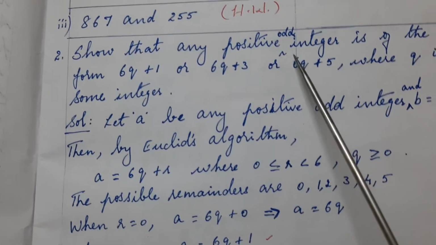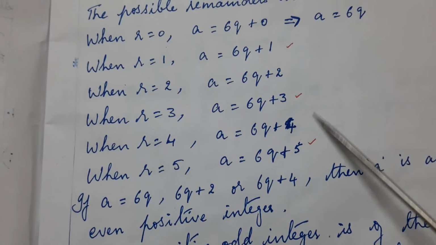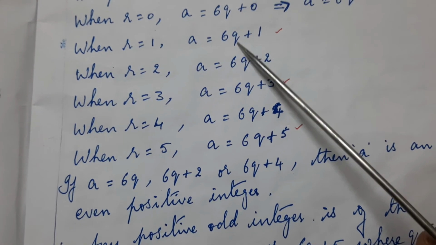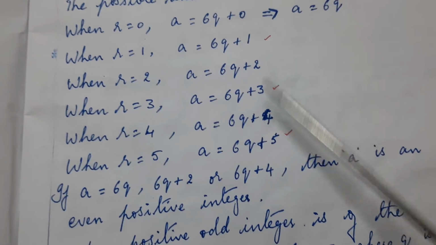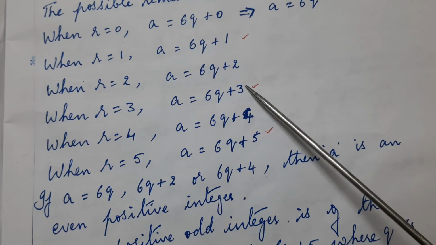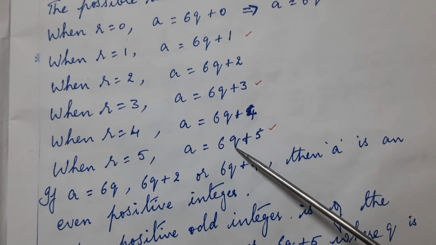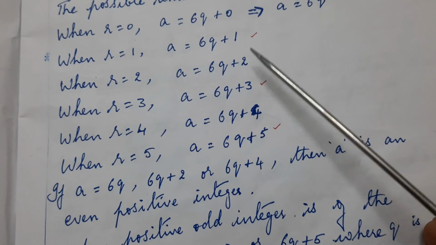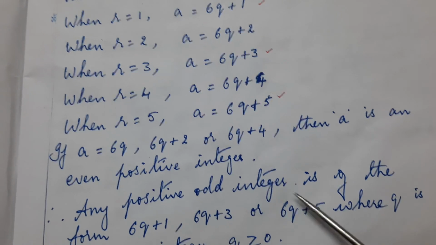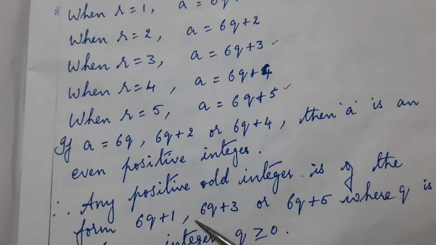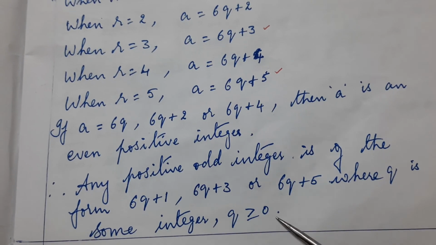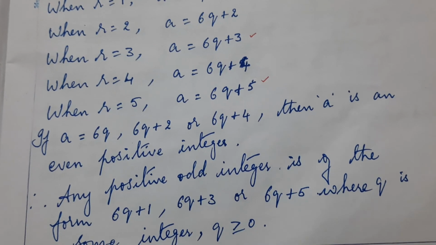But for us, we have been asked about a positive odd integer. So what is left out? 6q plus 1. If I put any number here, for example 3, 6 threes are 18 plus 1, 19. If I put 5 here in 6q plus 3, 6 fives are 30 plus 3, 33. If I put 6 here in 6q plus 5, 6 sixes are 36 plus 5, 41. So whenever I substitute in these, I get an odd number. So a will be odd. So any positive odd integer is of the form 6q plus 1, 6q plus 3 or 6q plus 5, where q is some integer, q greater than or equal to 0. Thank you.